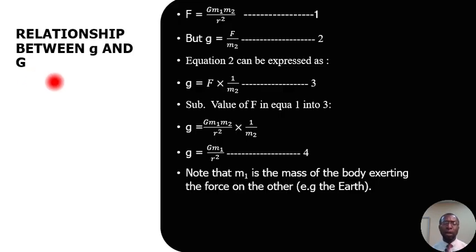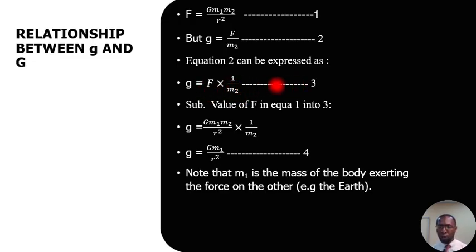Now we want to see the mathematical relationship between them. Recall from Newton's universal law of gravitation, by the formula, we have F equals capital G m1 m2 over r squared. Recall again that gravitational field intensity by formula is equal to F over m. Now we need to pick any of the masses. I'm picking m2. So we have two equations, equation 1 and equation 2. Equation 2 can be expressed as g equals F times 1 over m2. Why are we doing this? Because we want to show the relationship between capital G and small g.